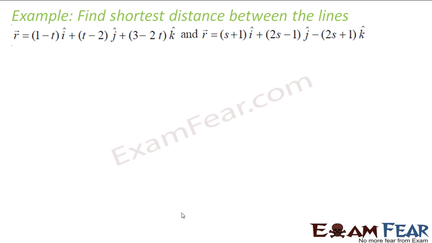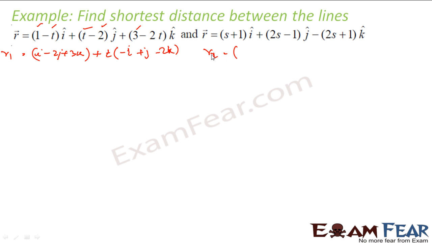Let's take one more example. We need to find the shortest distance between these two lines. So this line is nothing but, you take t common, i minus 2j, and this becomes 3k. So what I am doing is converting this line into the a plus lambda b form: plus t into minus i plus j minus 2k. This is one equation and this is my r1.